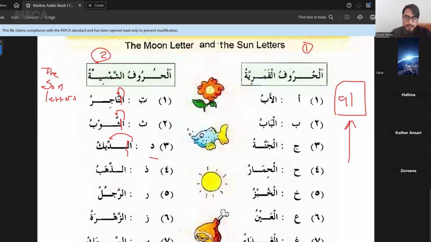Is that in the shortcut? Can we assume that the mark at the top of the third letter is an indication for sun letters? Oh, you mean the shidda, right? That's a good one. Very good. That is a strong indicator that it's going to be a sun letter.